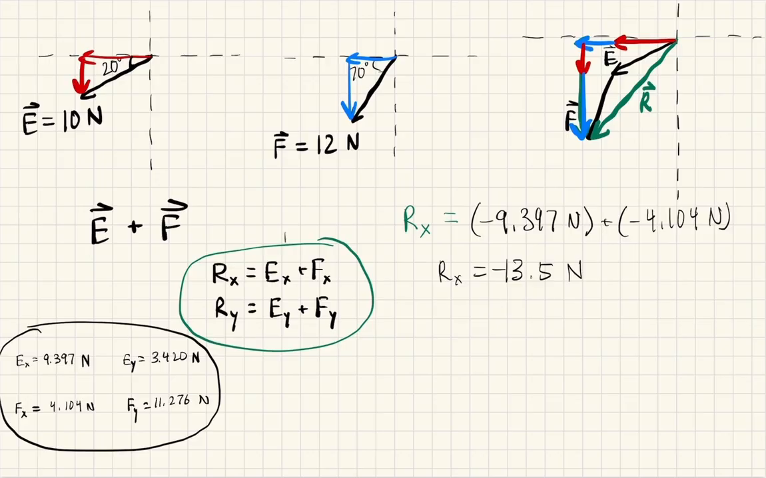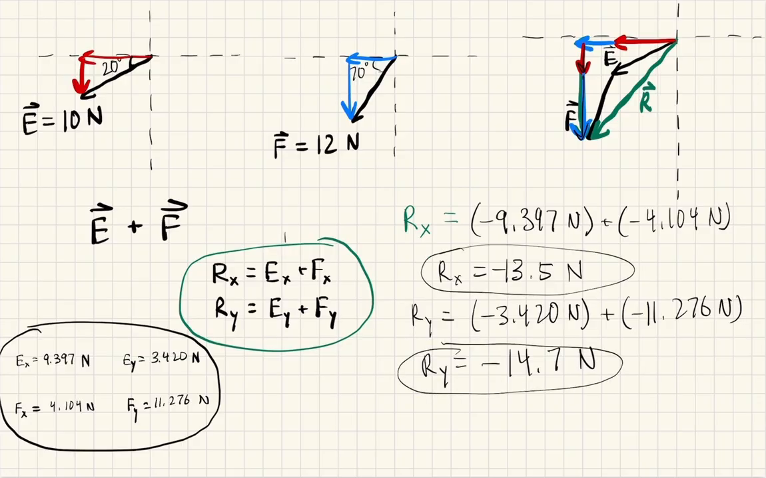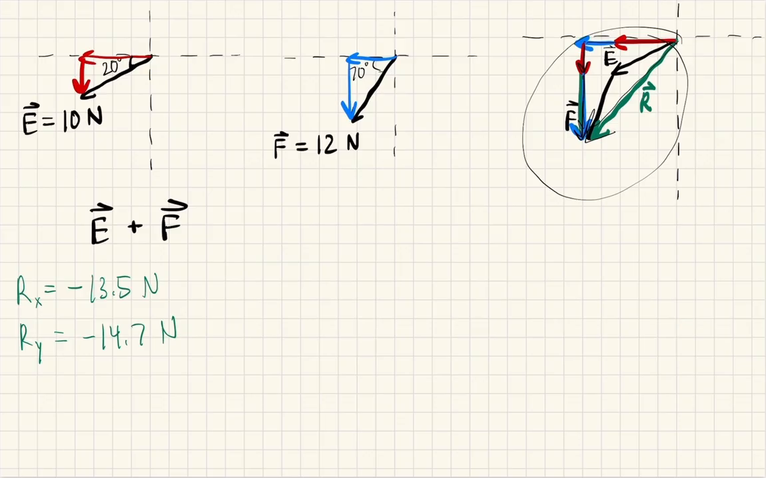And then for the y component of the resultant vector, same thing, because vector E and vector F's y components are pointing downwards, they need to be negative. So we're going to do negative 3.420 newtons plus negative 11.276 newtons, which comes out to negative 14.7 newtons. So there's the x and the y component. And as expected, they're both negative, which means that our resultant vector is going to be somewhere here in the third quadrant.